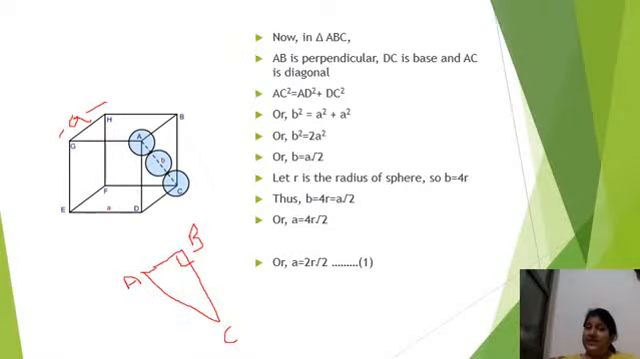Either AD we can write, or AB also, square plus DC square. Okay. So B square is equal to what will it become? A square plus A square. Or you can also write B square is equal to 2A square. Is it clear? So from over here, B is equal to A root 2.